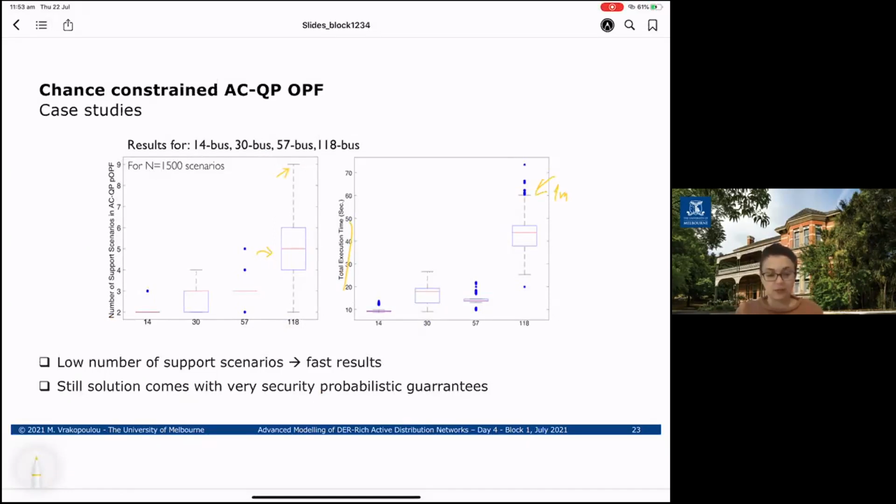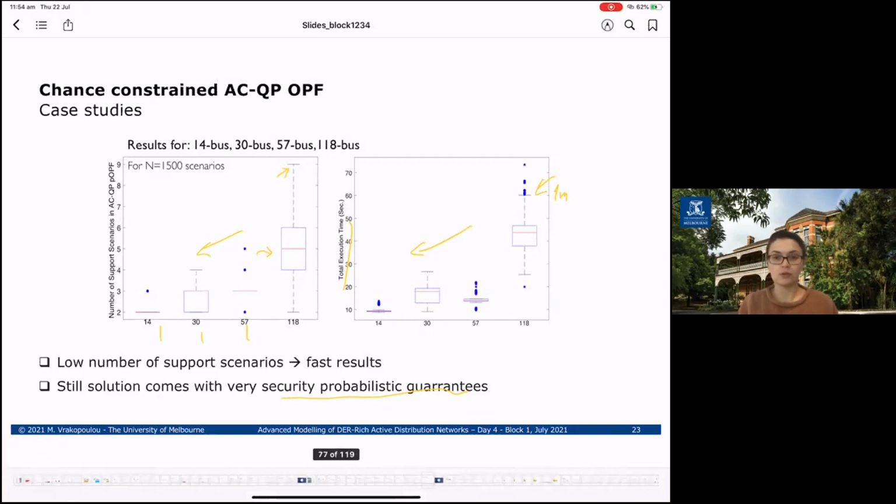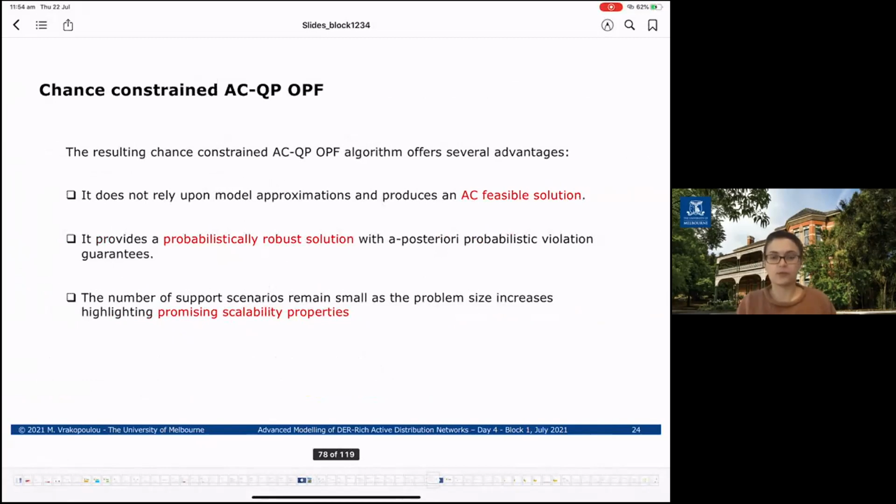The thing is that the low number of support scenarios is directly related to the computational time, because the more scenarios we have to incorporate in the optimization, the more time we need to deal with them. So we see we have these faster results for the low number of support scenarios. And the good thing, even if we have some small number of scenarios in all these cases, is that the solution comes with theoretical probabilistic guarantees that still had some good values. They were not useless. Maybe we were lucky, I don't know. This was the result based on not a lot of tuning of the problem.